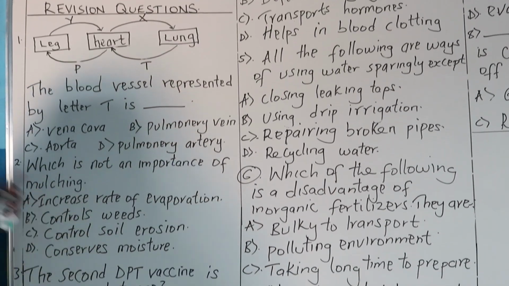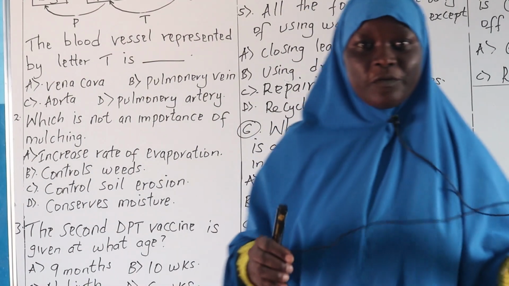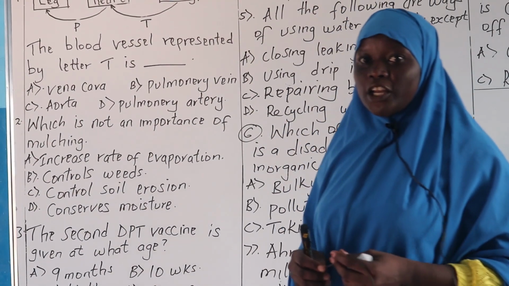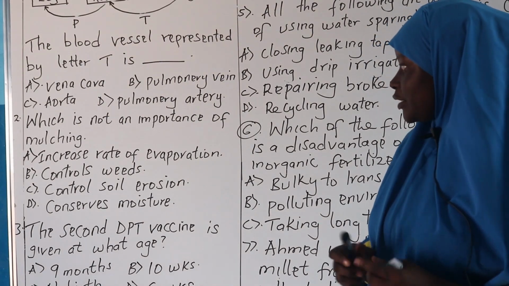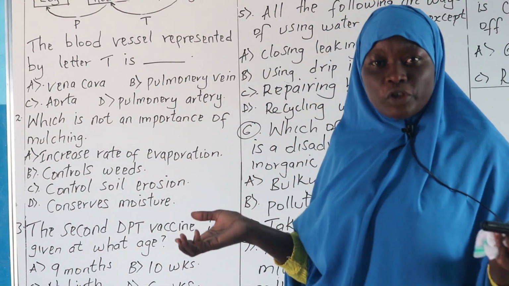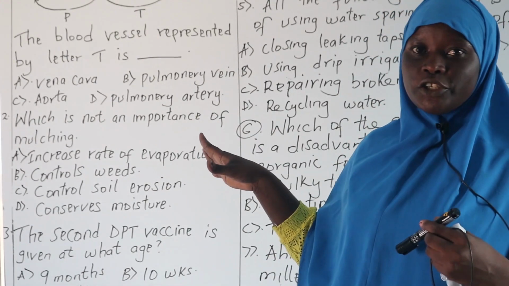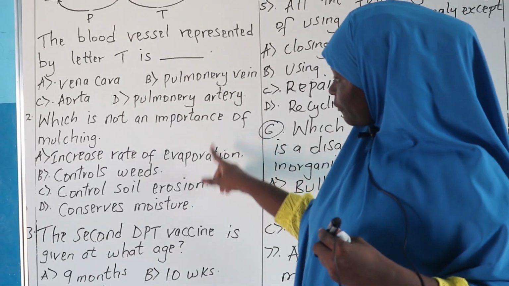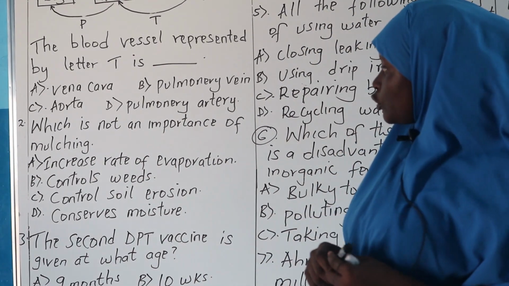Which is not an importance of mulching, number 2. When we are making types of fertilizers and manure, we have organic and inorganic. And we said one of the organic manures is mulching. We call them organic mulches. And what are the functions of the mulching? Other than they add manure to the soil, do they have other functions? Now all these are functions of mulching except one. So which one is it?